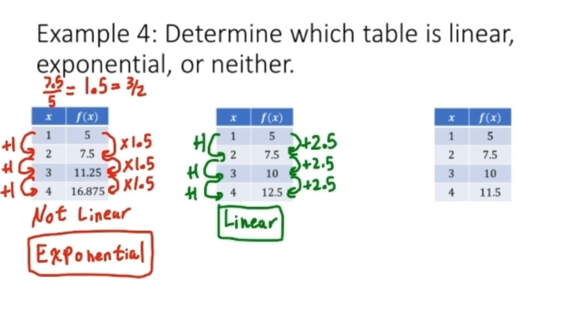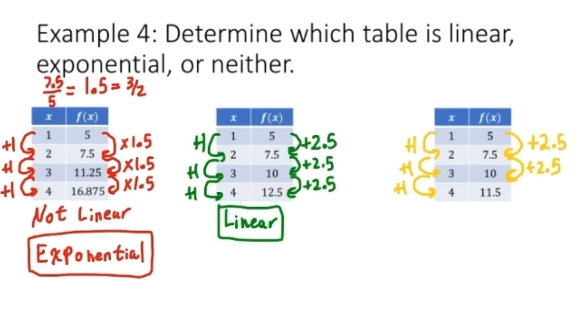Now let's move on to the last table. Just like with the other two, my x's are increasing by 1. We'll start off by checking to see if our function is linear. We know what we have to add to 5 to get 7.5. We know that would be 2.5. Now, would adding 2.5 to 7.5 give us our next entry in the table? Yes, 7.5 plus 2.5 is 10.